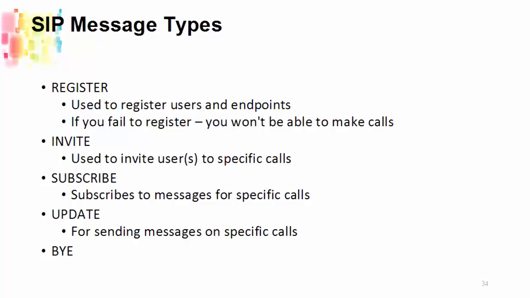Subscribes and updates are for sending messages and for subscribing for information on specific calls. They have to work as well. And then finally, bye, which is the message that you'll use when you're hanging up a call. So those are the types we're usually looking for through the logs as we're analyzing what's going on with specific calls.